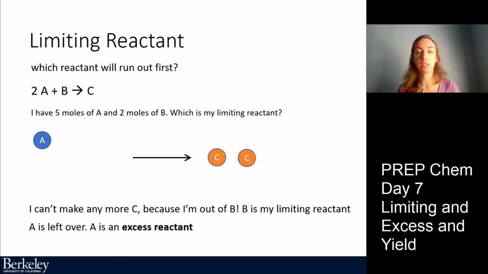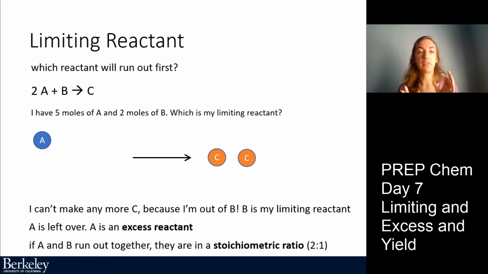So this might answer the question in the chat of why we should care. When we combine what we did on the previous slides, we can figure out which reactant is limiting. And we really care which reactant is limiting because if we want to make more product, that's the reactant we need to add more of.